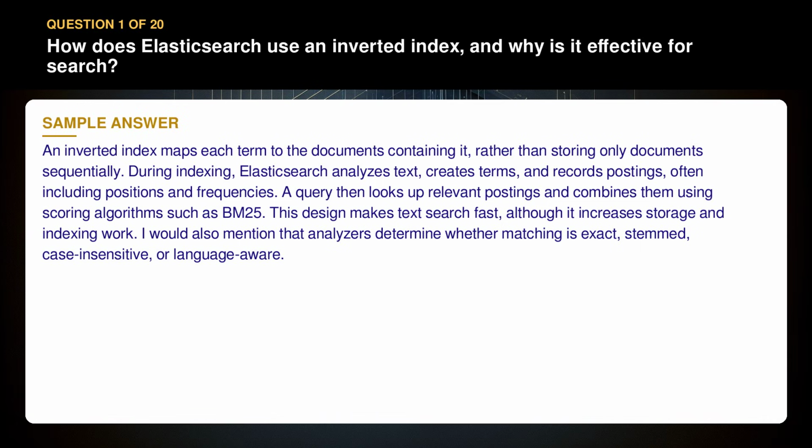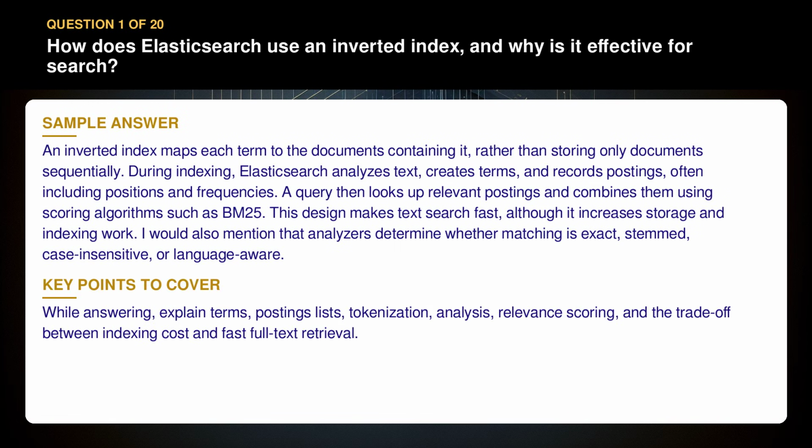A query then looks up relevant postings and combines them using scoring algorithms such as BM25. This design makes text search fast, although it increases storage and indexing work. I would also mention that analyzers determine whether matching is exact, stemmed, case-insensitive, or language-aware. While answering, explain terms, postings lists, tokenization, analysis, relevance scoring, and the trade-off between indexing cost and fast full-text retrieval.